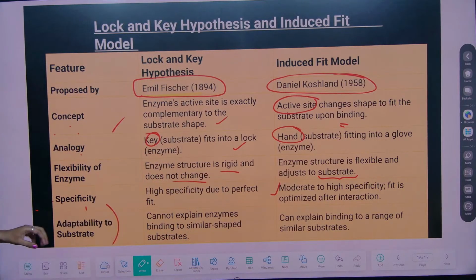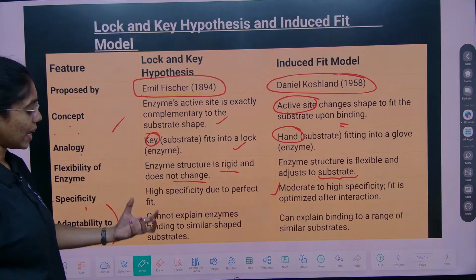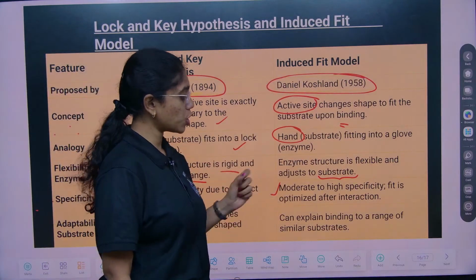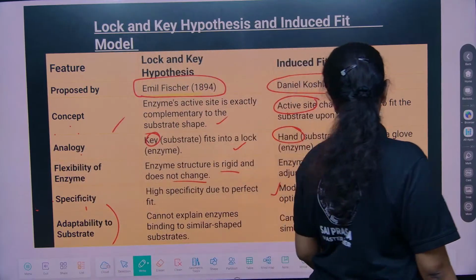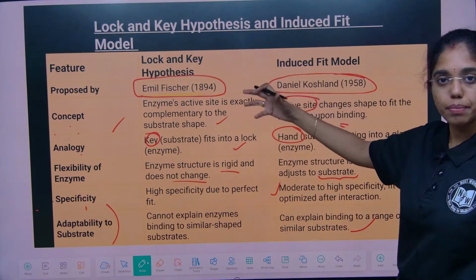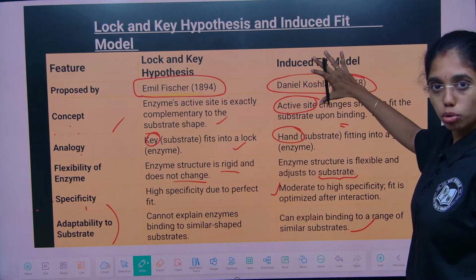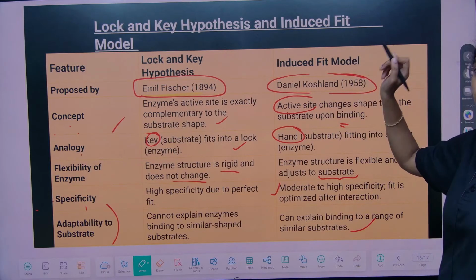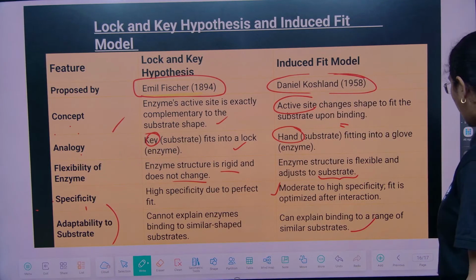Adaptability to the substrate: lock and key cannot explain enzymes binding to similar shapes and structures, but induced fit can explain binding to a range of similar substrates. As this model is more flexible and realistic to biological cells, the induced fit model is widely accepted when compared to the lock and key hypothesis.